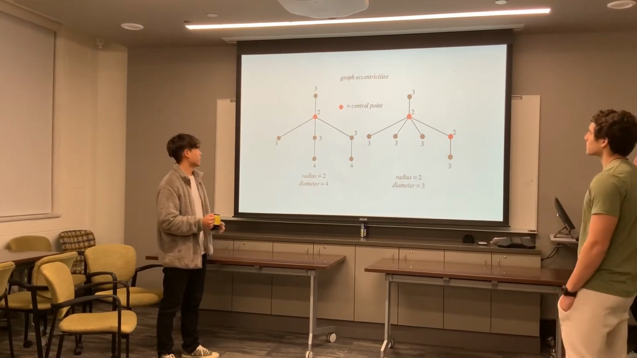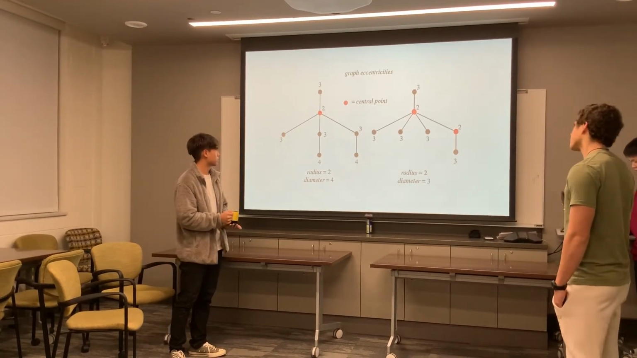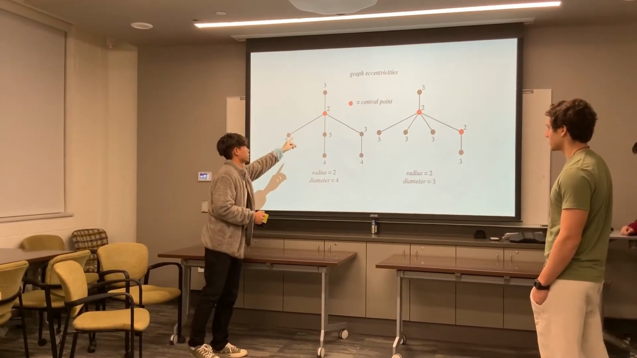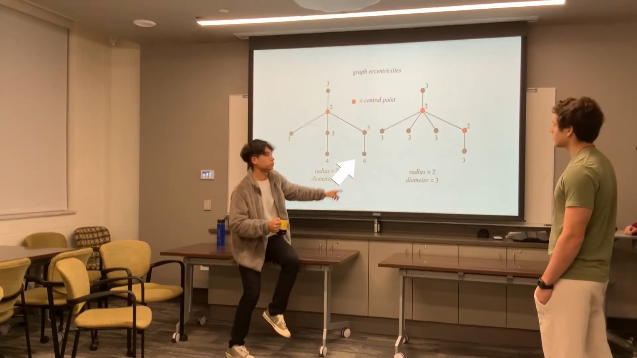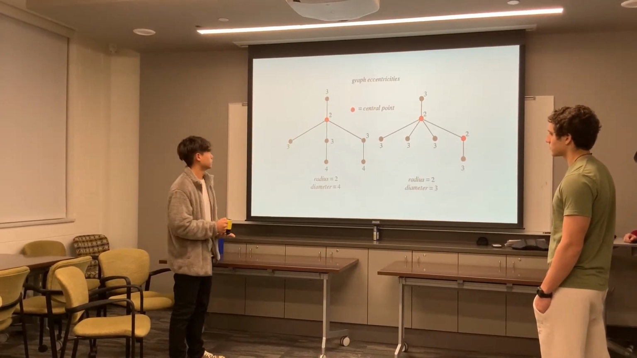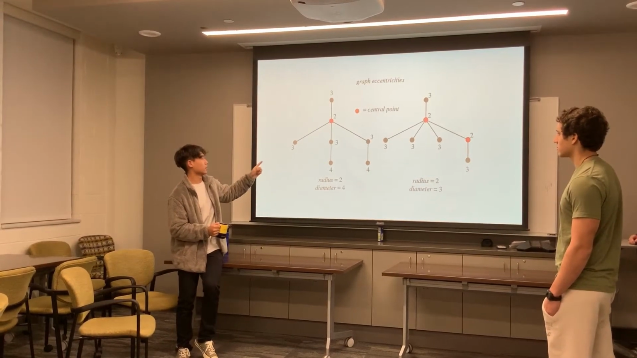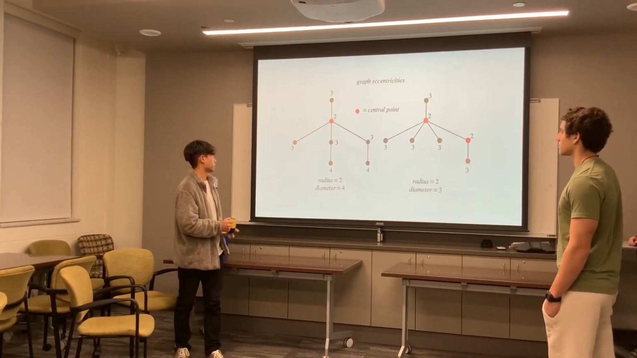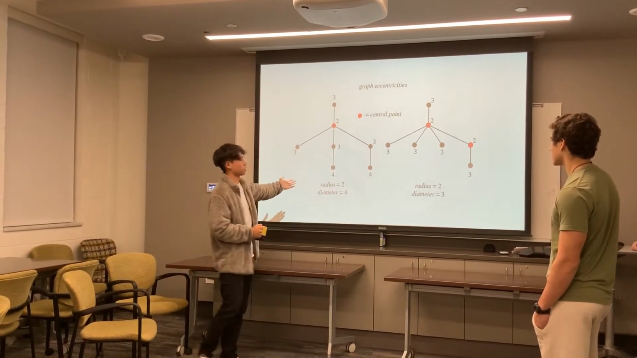Okay, so the eccentricity of a vertex means the distance it takes to go from that vertex to the farthest vertex. So for example, for the red central point right here, it takes 2 distance to go from this point to this point, which is the farthest. And the radius of a graph is the smallest eccentricity. So for example, in this graph, it will be 2, because obviously the central point has eccentricity of 2, which is the smallest, and the diameter is the biggest eccentricity. So for example, in that graph, it will be 3, and this graph will be 4.